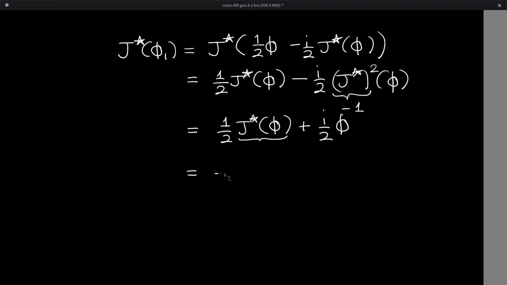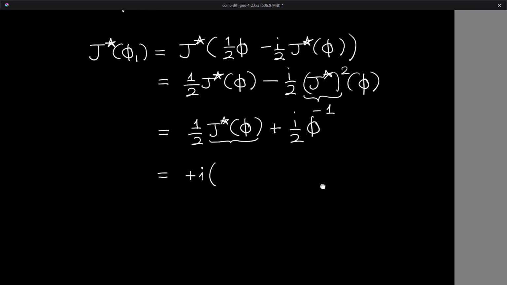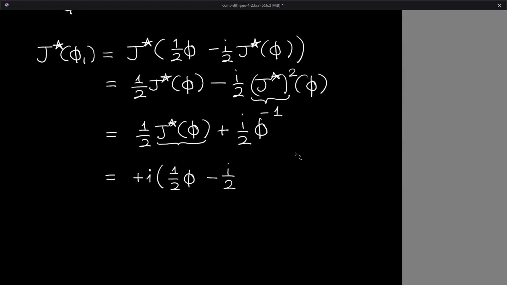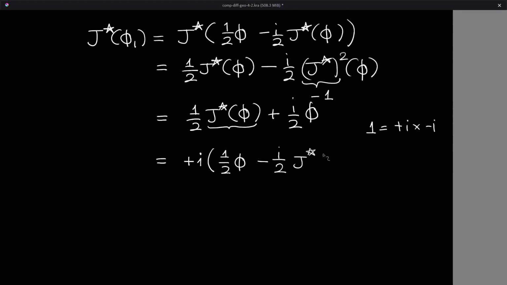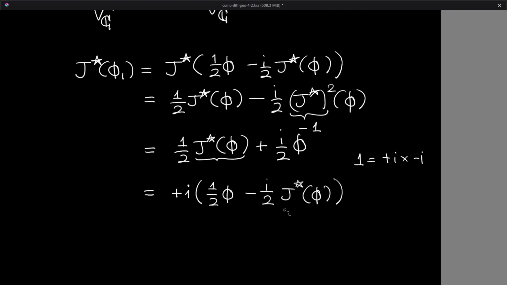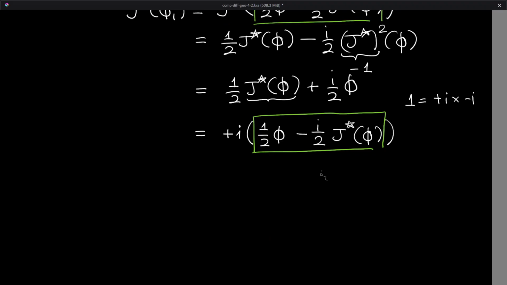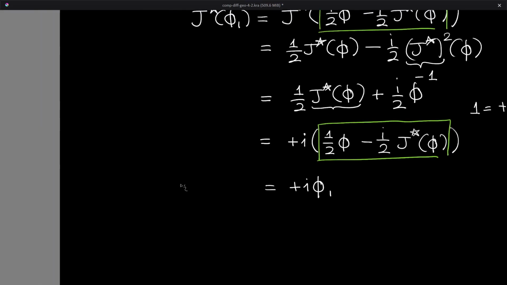What we really need to do is take plus I out, factor it out of this expression. If we put this first, then we get something that looks like this, half phi, and then the plus I leaves a minus I over 2 on this term, because 1 is equal to plus I times minus I. So we get this. But notice what that is. If I were to highlight it in a different color, that is exactly what we started out with, which is the definition of phi 1. So that results in plus I phi 1, and therefore J star of phi 1 is equal to plus I phi 1.